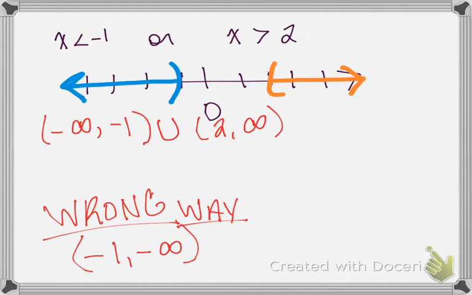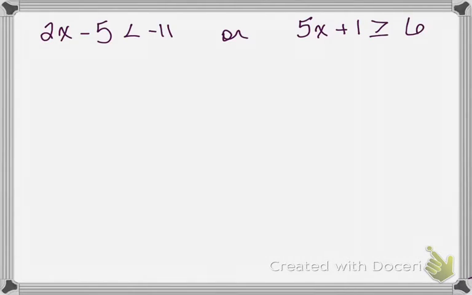Now I want you to try one. And I'm going to give you 3 minutes to do it on your own. Okay? 3 minutes to do it. So you've got 2x minus 5 is less than negative 11. Or 5x plus 1 is greater than or equal to 6. Okay?